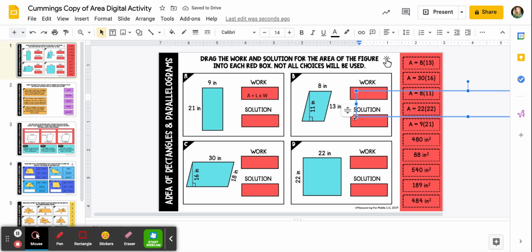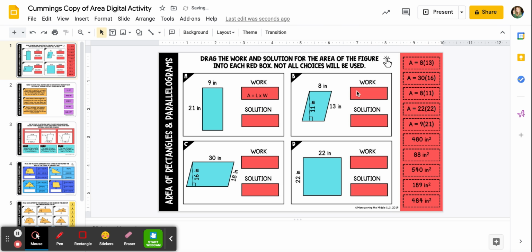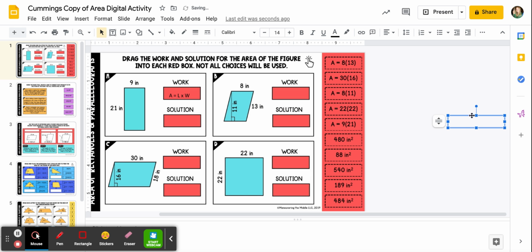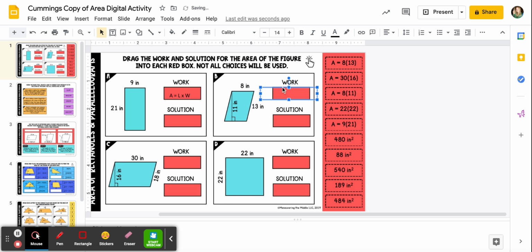Oops, that's a huge text box. Let's undo that. I'm not really sure why that's so huge. Put it over here.